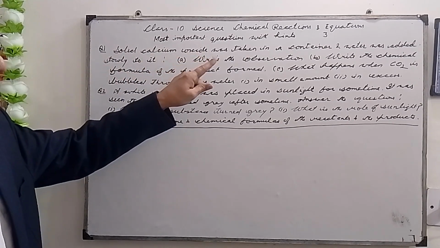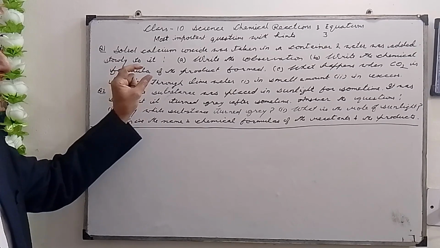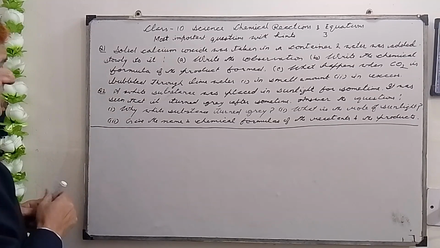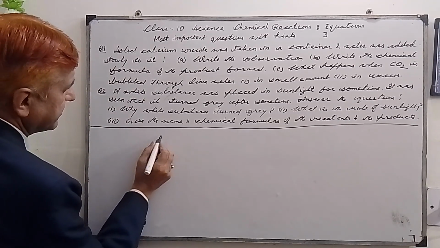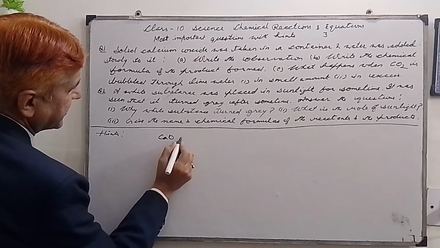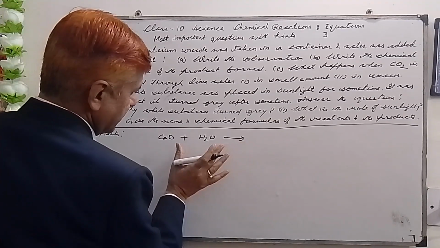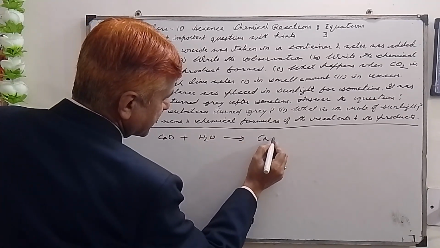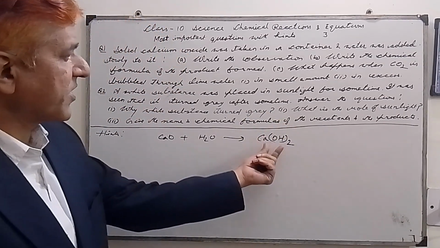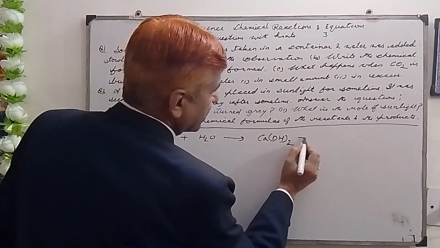Solid calcium oxide was taken in a container and water was added slowly to it. So we will first write the equation for this reaction. Actually this is the reaction between calcium oxide and water. So my dear students, this is a very important reaction. Calcium hydroxide is formed in this reaction, or this is lime water, calcium hydroxide or lime water plus heat.